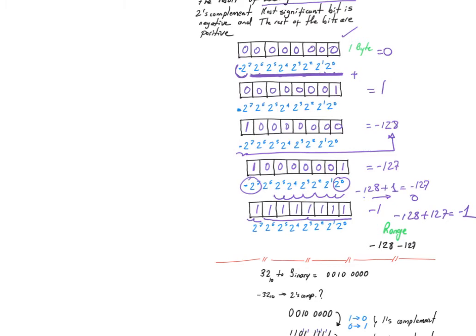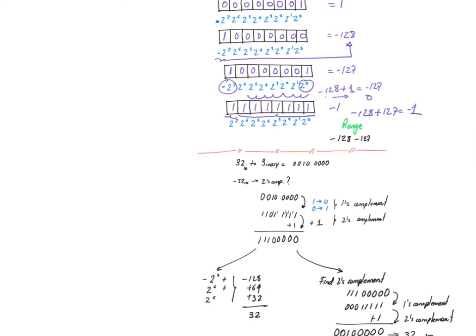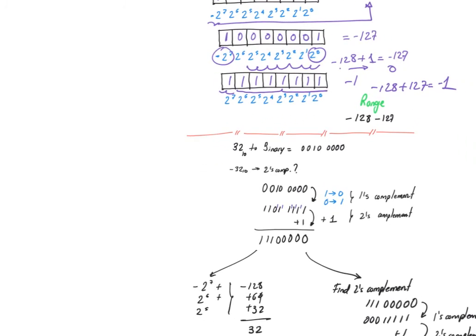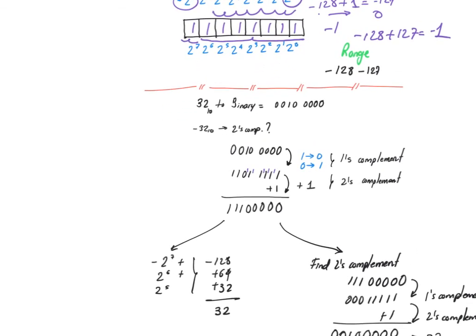That's 2's complement. It's a very smart way to represent negative numbers, right? Now, how do you create the 2's complement representation of a binary number? Let's say that I have a 32 from base 10, and I want to make it binary. Using any of the methods that we saw, we can know that this is equivalent to 32 in base 10. So now, how do I make a minus 32?